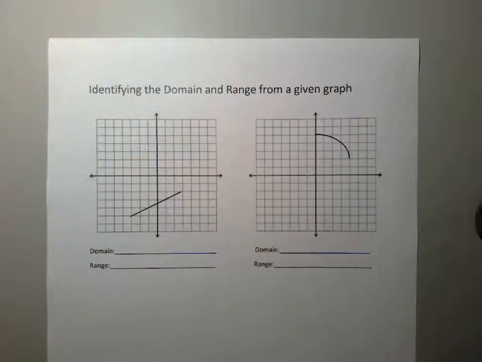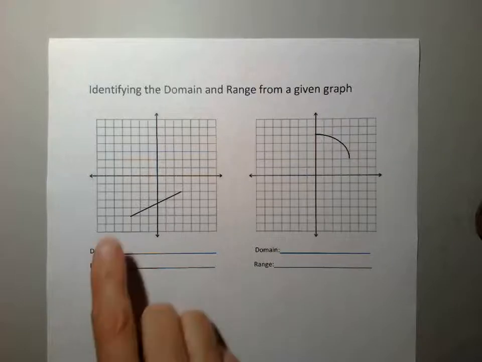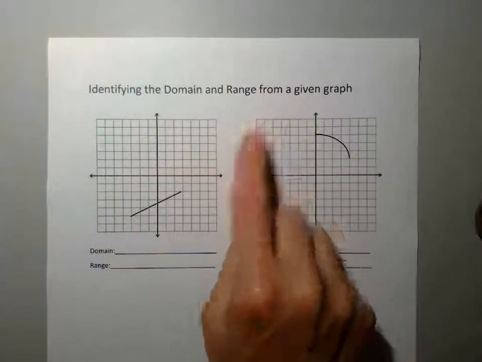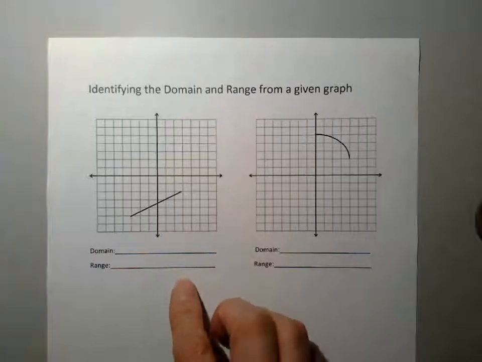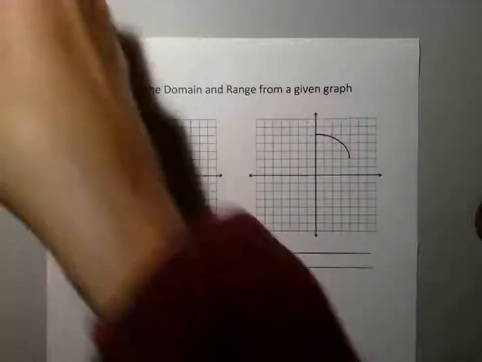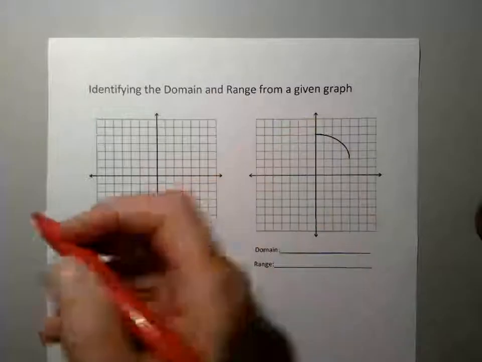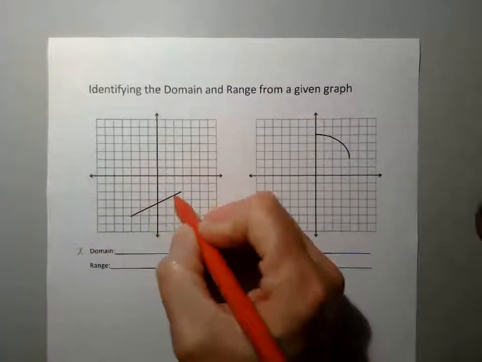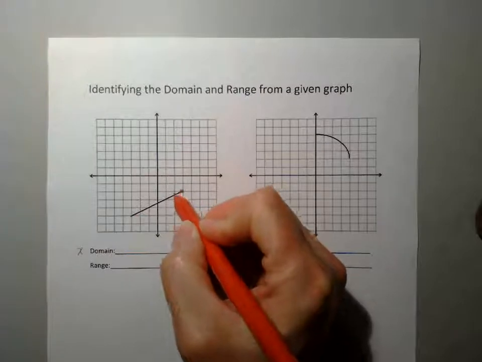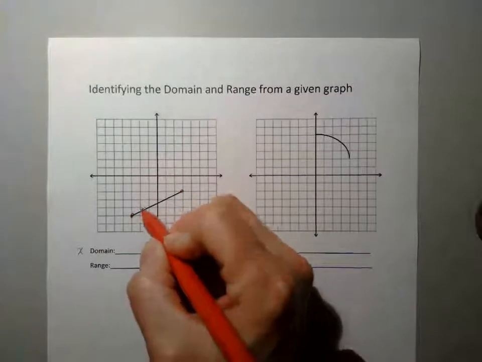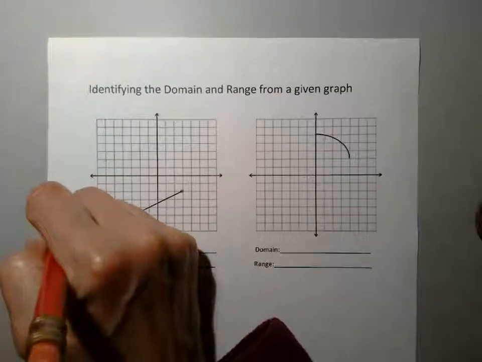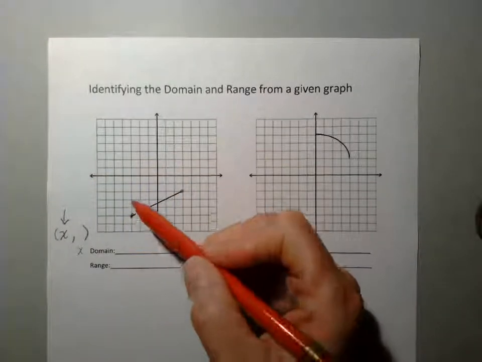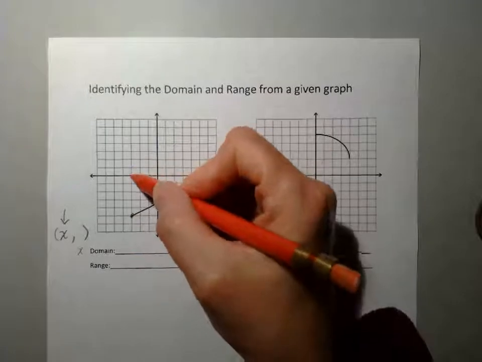Hi, in this short video, we're going to look at how to identify the domain and range from a given graph. Just to review the domain, remember you're looking at X values. So you're looking at all the points going from here to here that would be in that place if you were given a point.